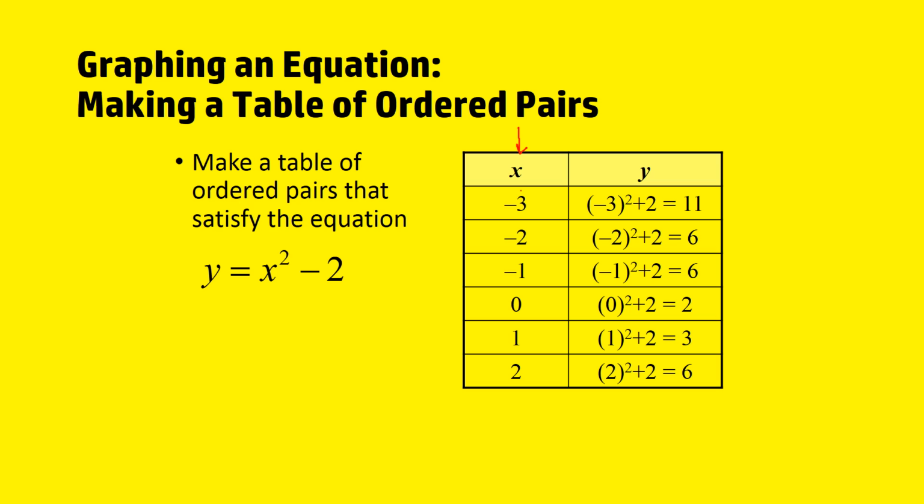So of course we're going to take -3 and throw it into here for x, and square -3, add 2. Okay, there's a mistake right here. This is supposed to be plus. And we come out with 11, so we're going to get a point -3, 11 on the graph.